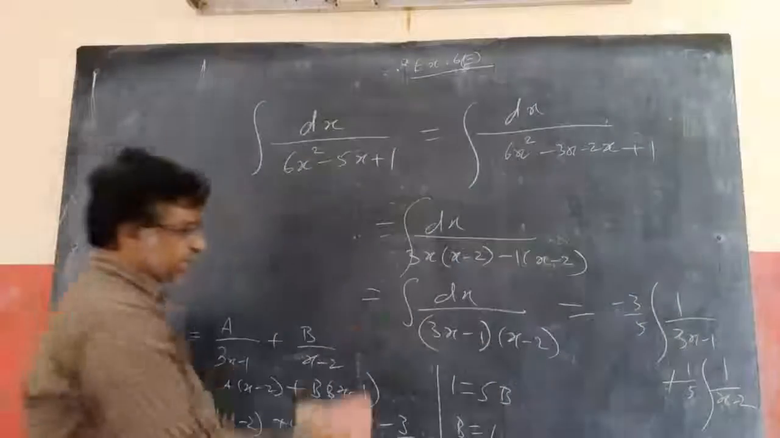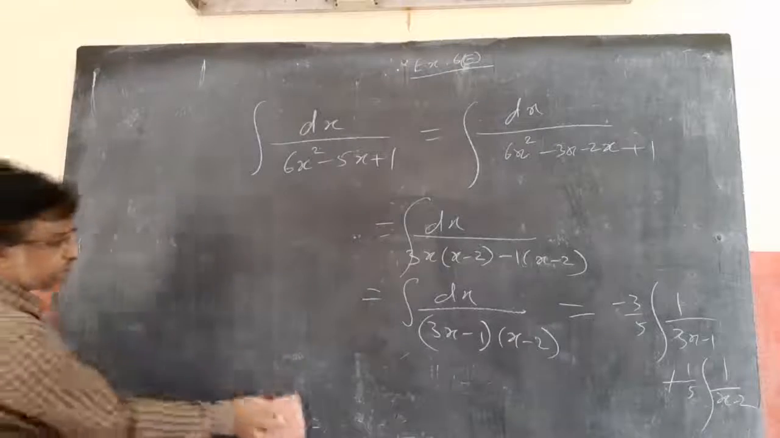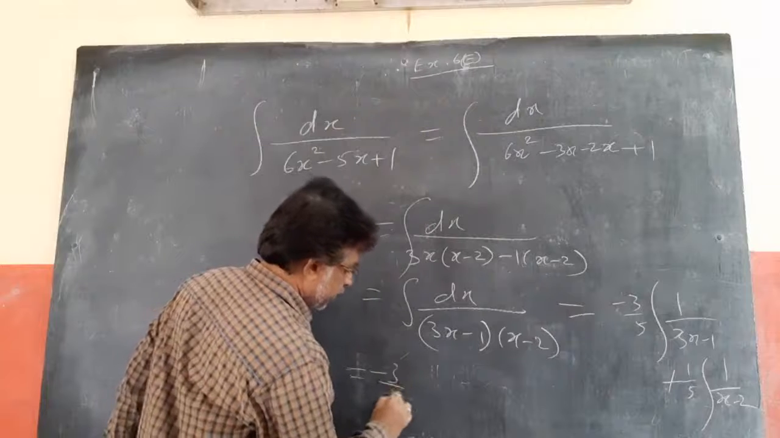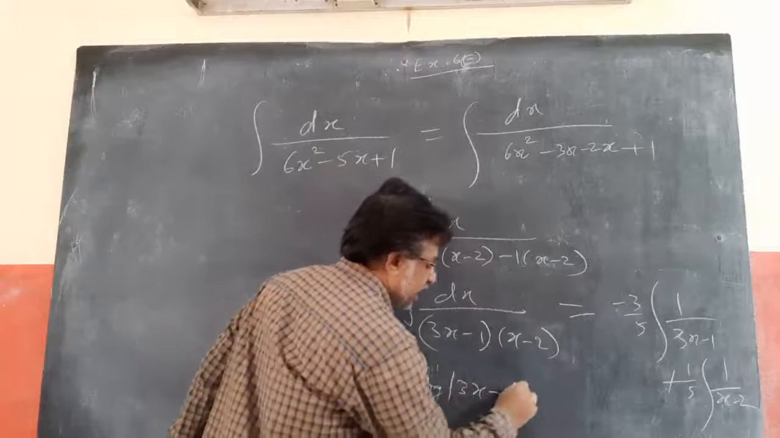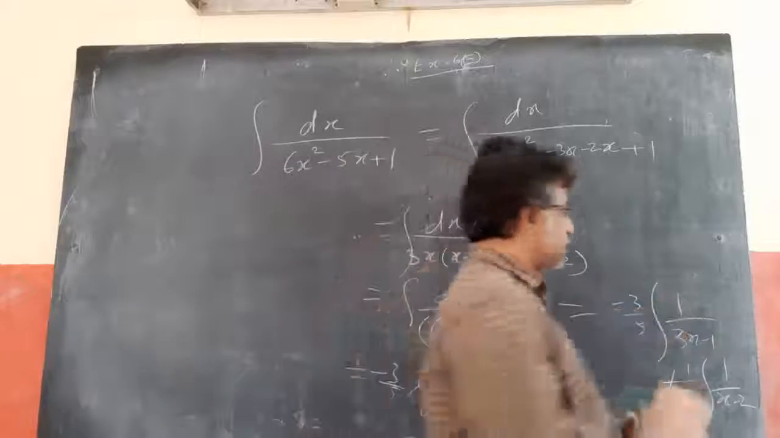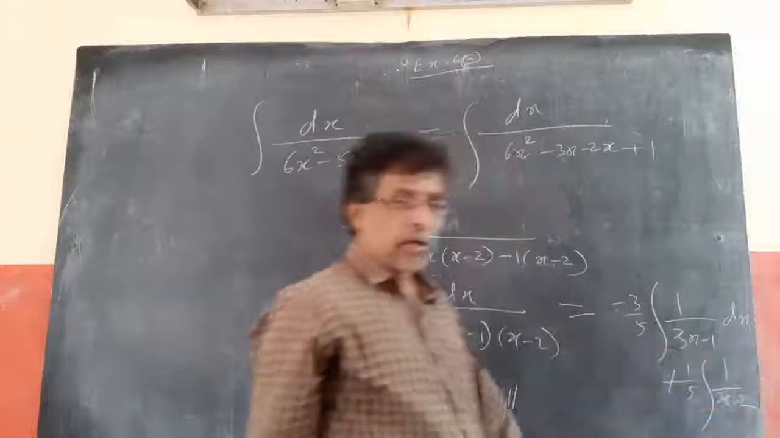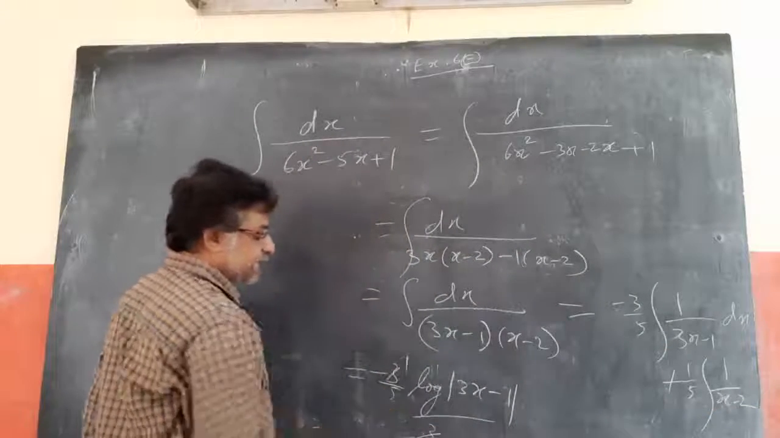Direct integration you can do. Minus 3 by 5 we write outside. 1 by x integration is log mod x. But there is a small problem here: it is log mod of (3x minus 1), not x. 1 by x is log mod x, but here it's a linear function. So divide by the derivative, as I told. The derivative of 3x minus 1 is 3, so divide by 3. This 3 gets cancelled.